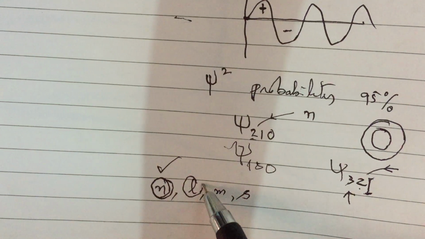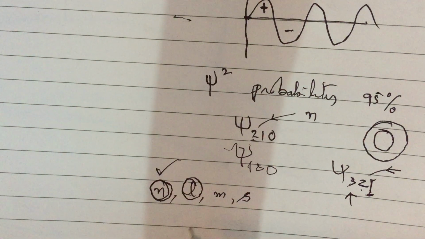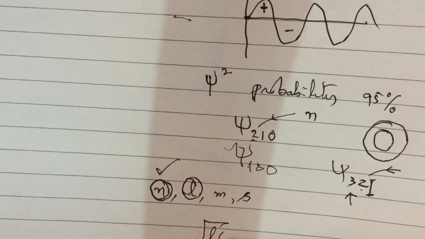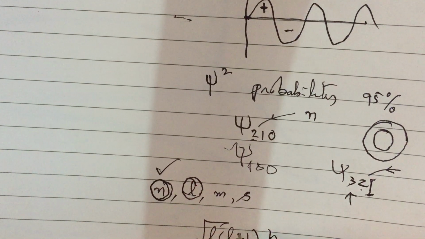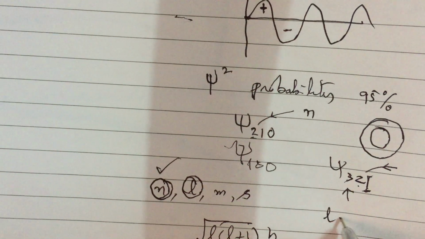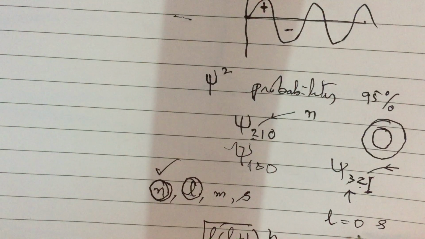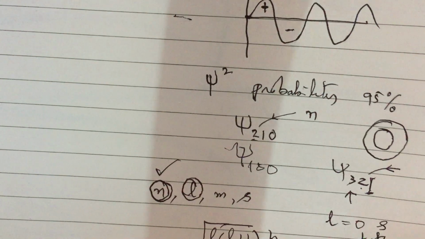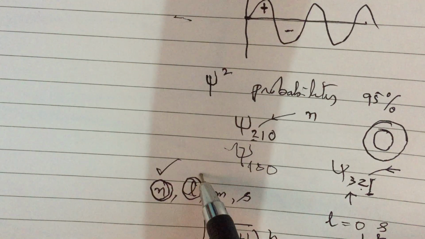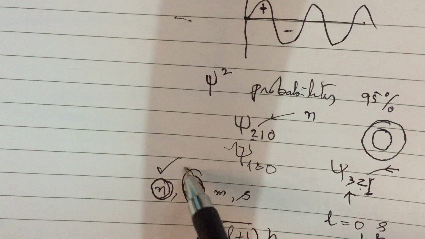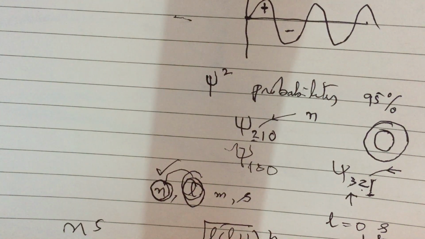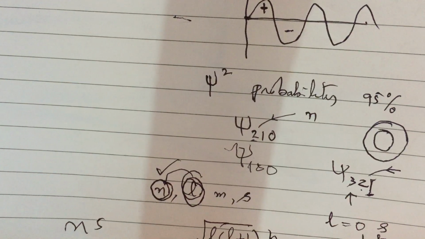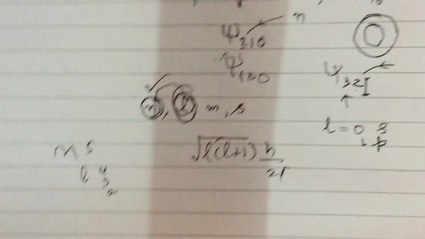Whereas L is called angular momentum quantum number. Actually, it gives the angular momentum as root of L into L plus 1 into h by 2 pi, where L value, if it is 0, it is talking of s orbital, 1 means talking of p orbital, so on. Notice, always the L value depends on n value. If n is 5, L can be maximum 4. It can also be 3, 2, 1, 0.